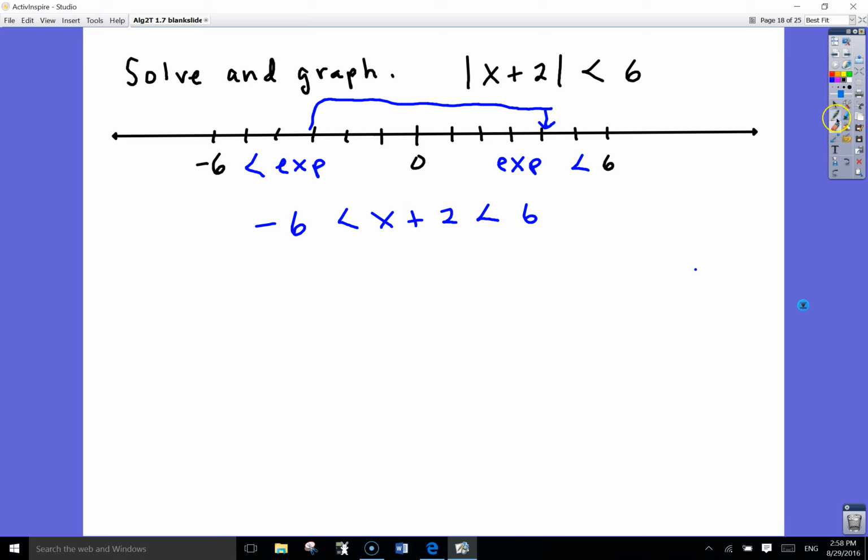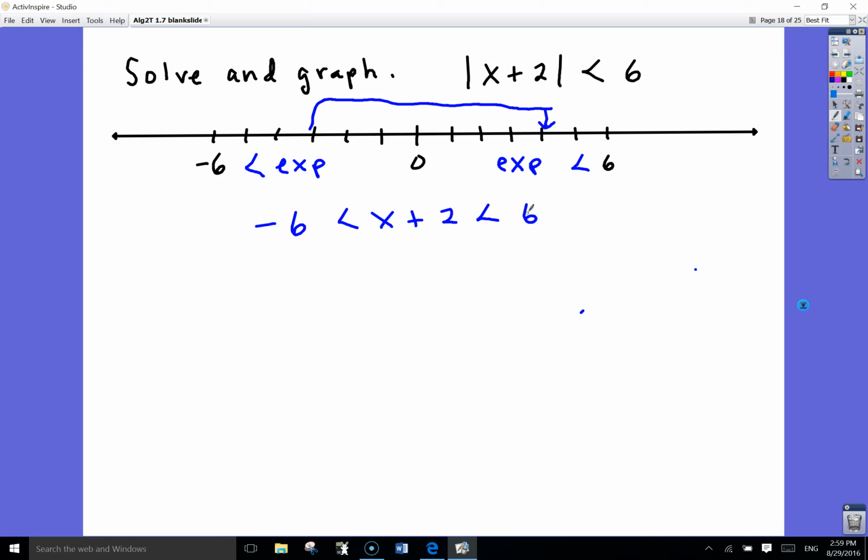That's a three-part inequality. It's kind of two different inequalities tied together with the word "and." It's telling you that x plus 2 is greater than -6 and x plus 2 is less than 6. It's got to be both. It can't just be one. But we're not going to write this using two different inequalities. We're going to write it as a three-part inequality.